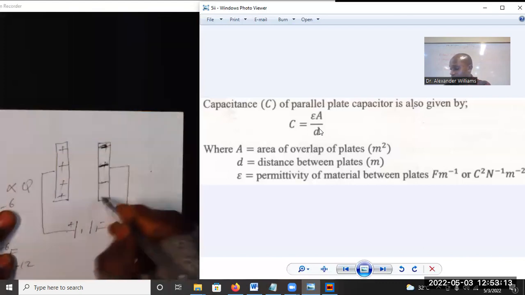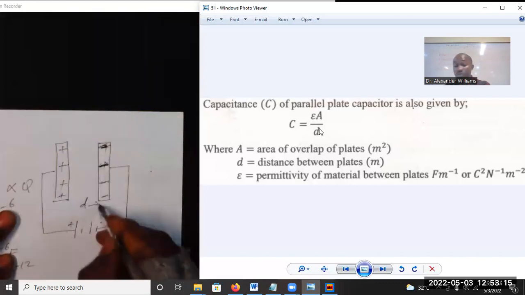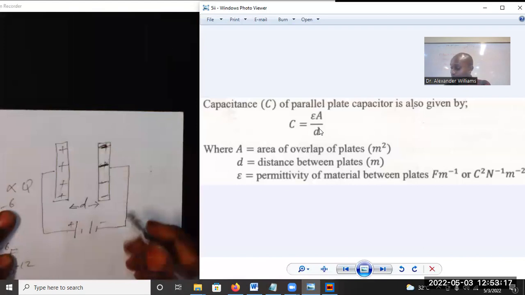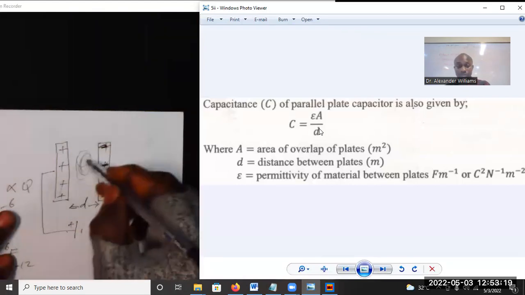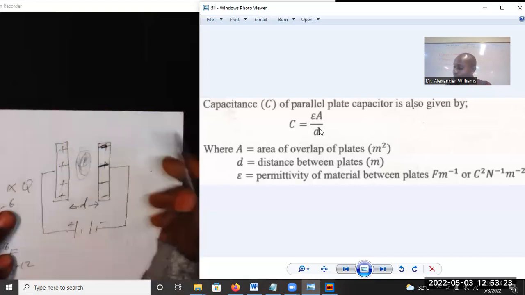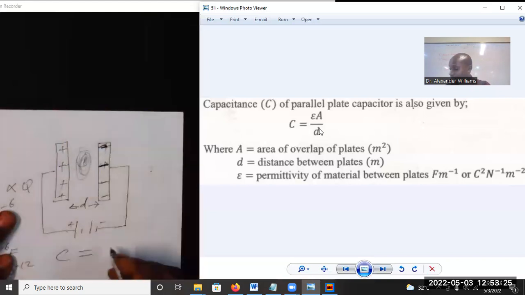And this is the distance of separation between the two plates. The medium here is what we know as the permittivity of the material. It can be air or an insulator. And the capacitance here is given by the expression.